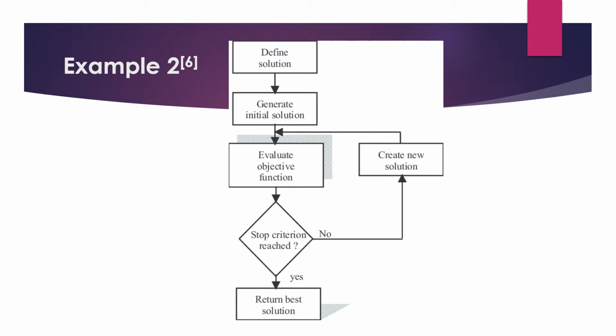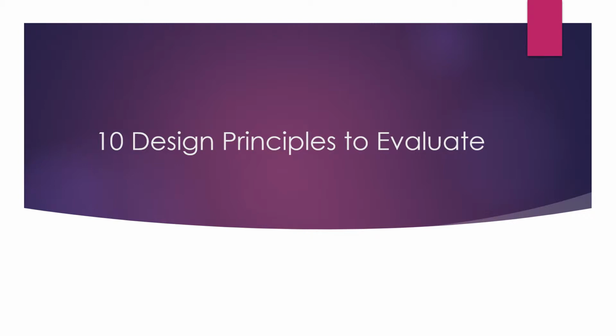Another way to look at this is in this flow chart. So you start with a solution, that's your goal that you want to get out. And there's an initial solution. Now this is a way to get to the end point. It may not be the best way. So you'll evaluate this. Is it the best way? If it's not, you can go try again. If it is, then you have decided that this is the best solution for you. I'm going to focus this presentation on 10 design principles that you would want to look at when you're doing your heuristic evaluation.